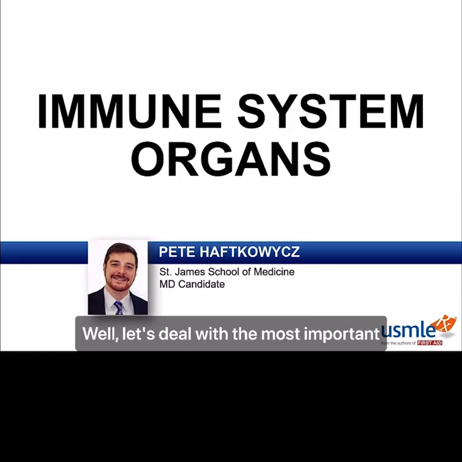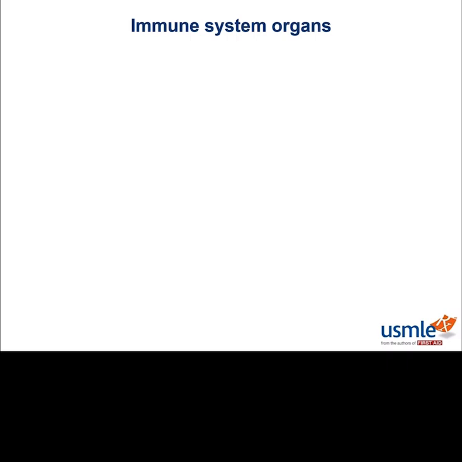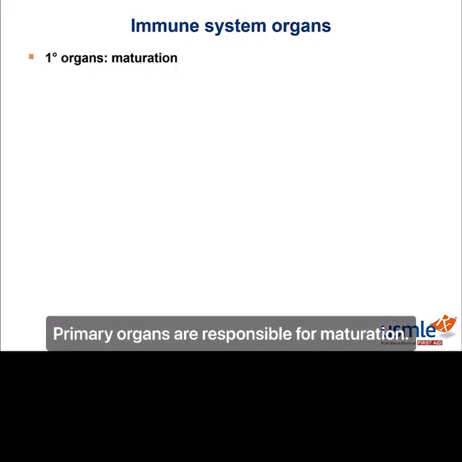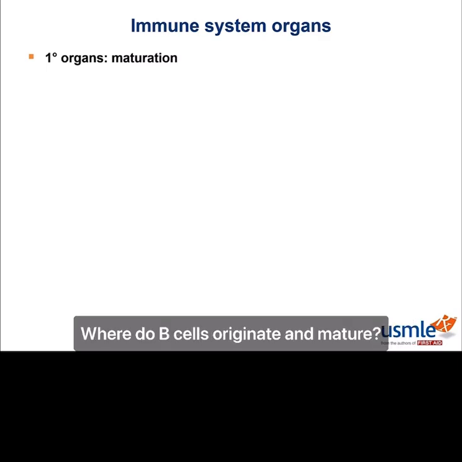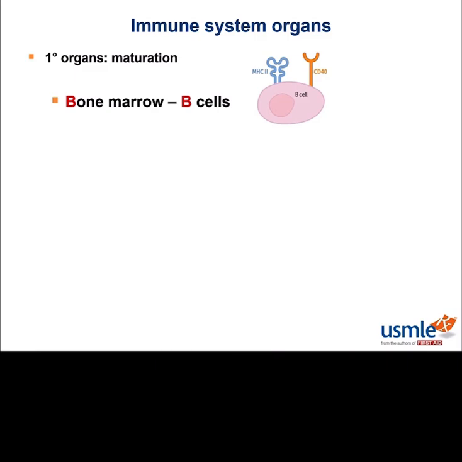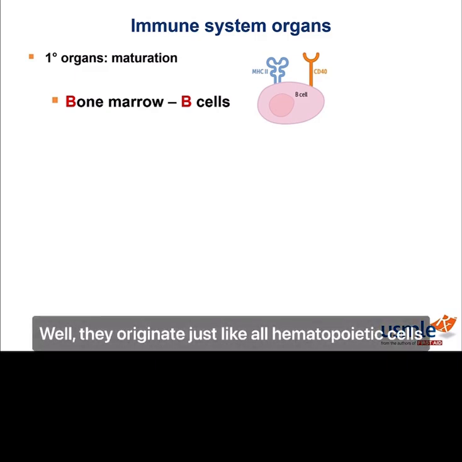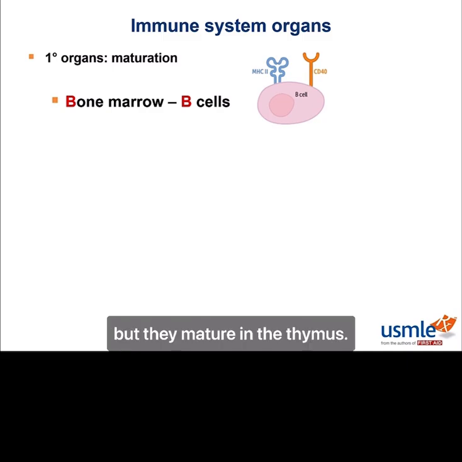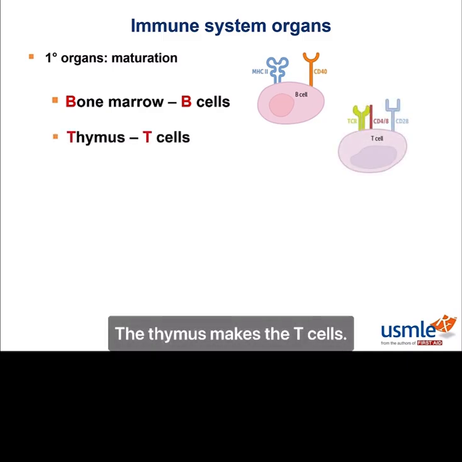Let's deal with the most important immune cell players, B and T cells. Primary organs are responsible for maturation. Where do B cells originate and mature? That's right, bone marrow. Bone marrow makes the B cells. How about T cells? Well, they originate just like all hematopoietic cells in the bone marrow, but they mature in the thymus. The thymus makes the T cells.